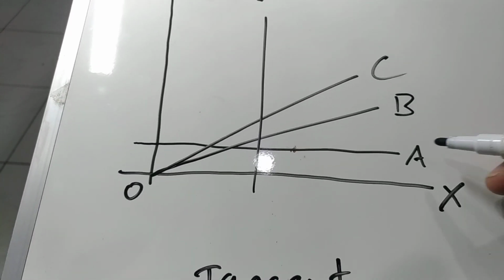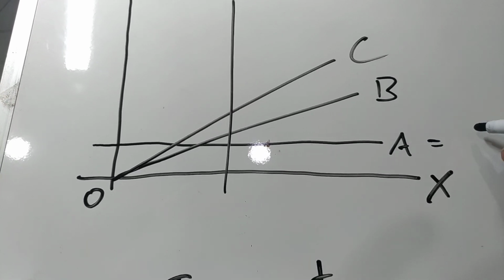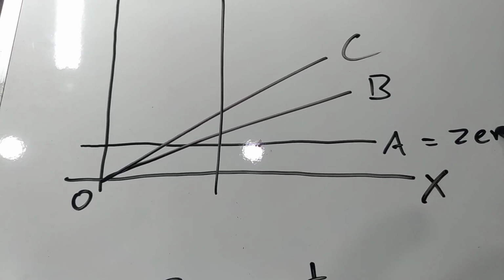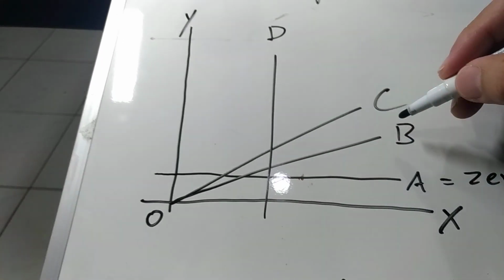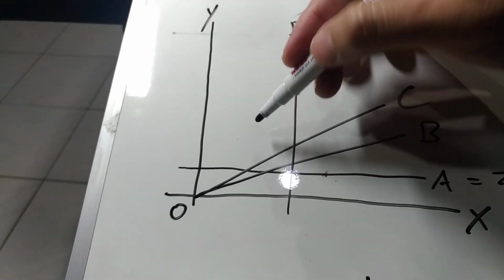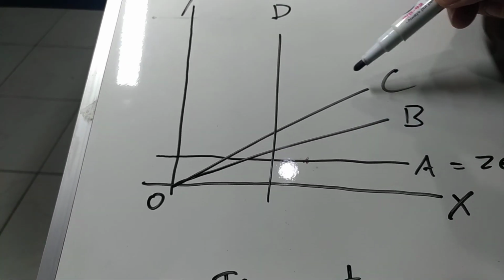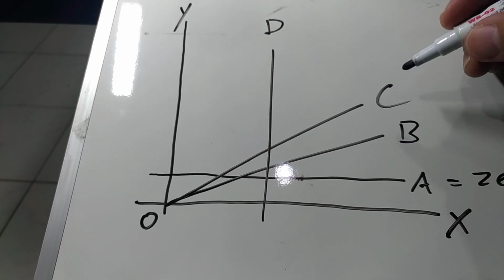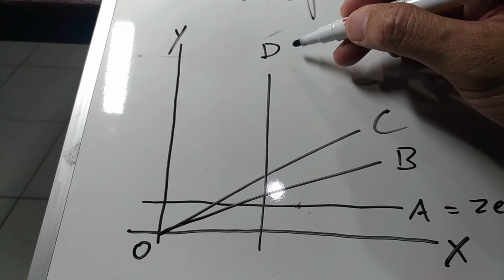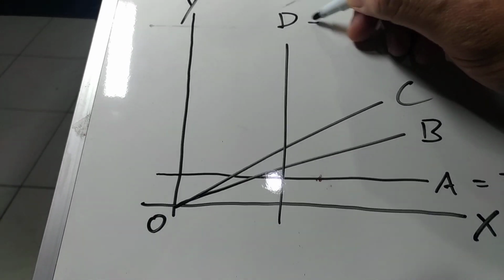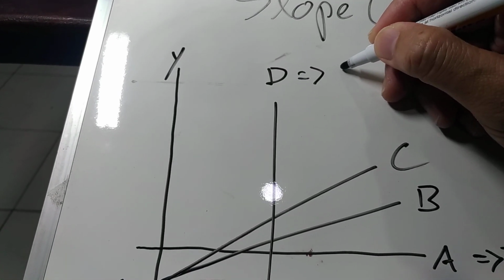For example, line A right here has zero slope. So let's say zero slope. And B has gradual slope, a little slope, so not too difficult to walk up B, but C is a little harder because it's more steep. Now D is about impossible to walk up that hill because it's vertical. So we say D has infinite slope or undefined.